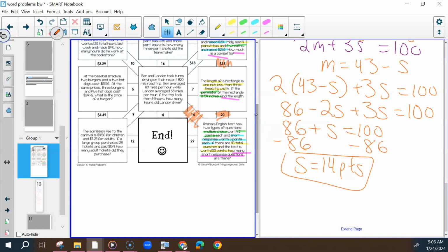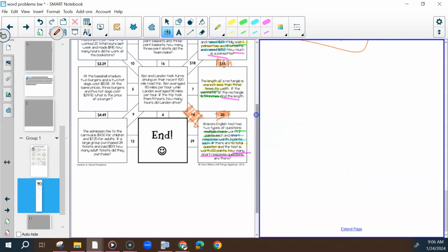This will be our last one, because regardless, we know which direction we will end up going. For this one, Ben and Landon took turns driving on their recent 820-mile road trip. Ben averaged 60 miles per hour, while Landon averaged 56 miles per hour. If the trip took them 14 hours, how many hours did Landon drive? What's important there?